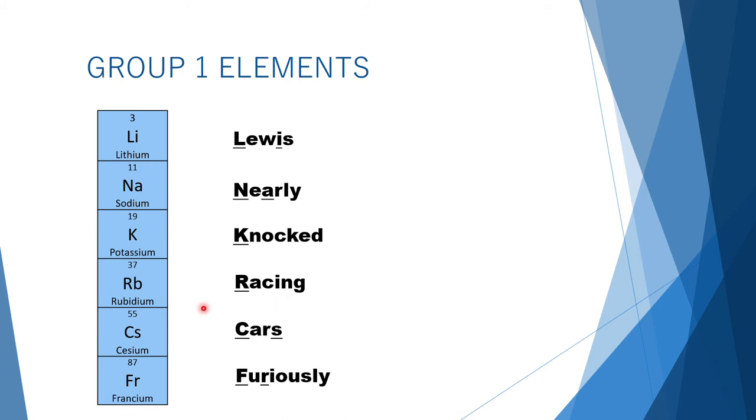The word cars is to be memorized representing the symbol Cs as cesium, and francium, symbol Fr, is memorized in the word furiously.